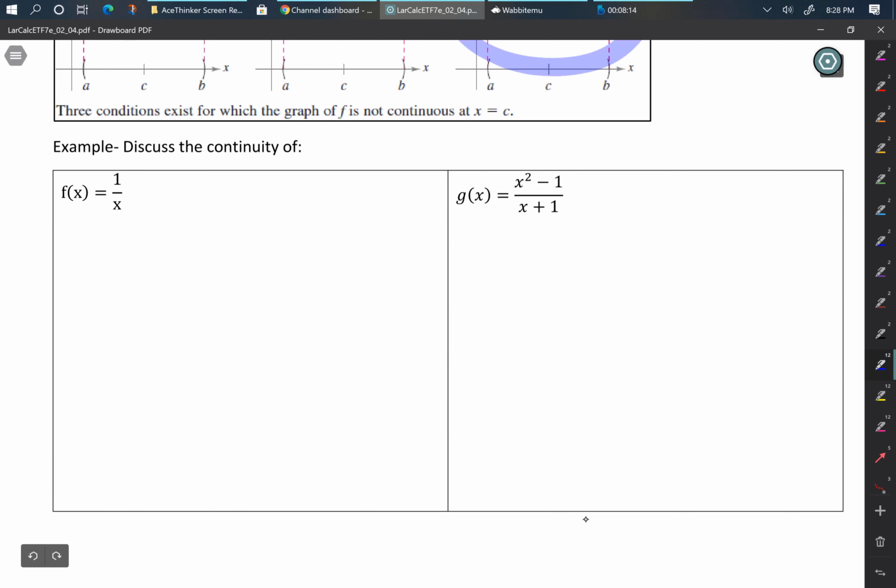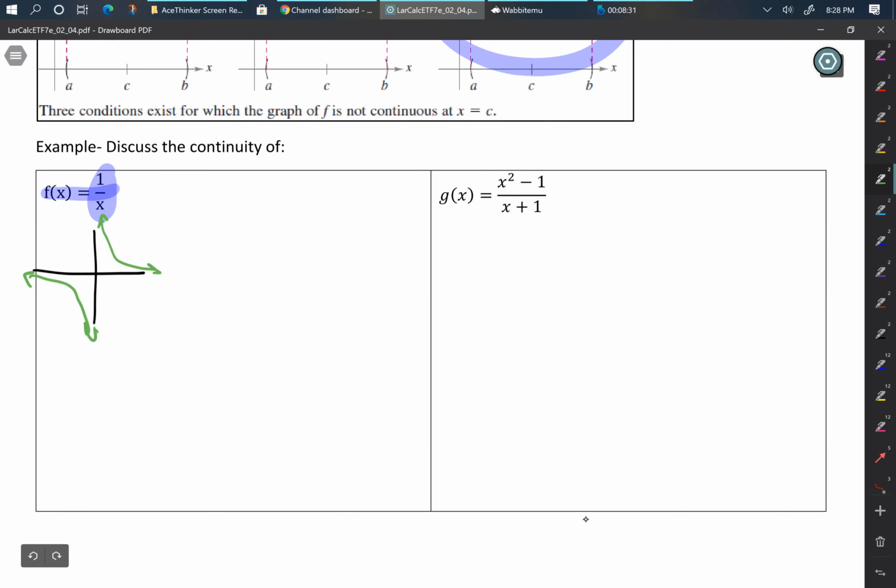For example, here I have the function f of x is equal to 1 over x. Right? I know what that graph looks like. I've graphed it so many times. Hopefully you have too. It looks like this. If you don't know what it looks like, get your favorite graphing tool out and take a look at the picture. It looks like that. Okay? Has a horizontal asymptote at y equals 0, has a vertical asymptote at x equals 0. Are there any places where it is discontinuous?